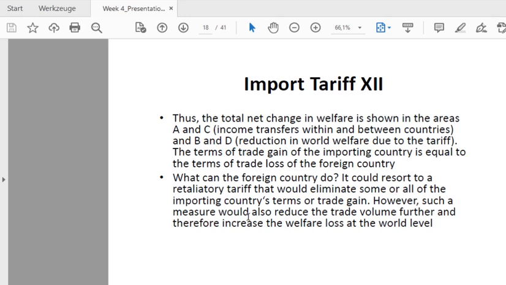However, such a measure could also reduce the trade volume further and therefore increase the welfare loss at the world level.